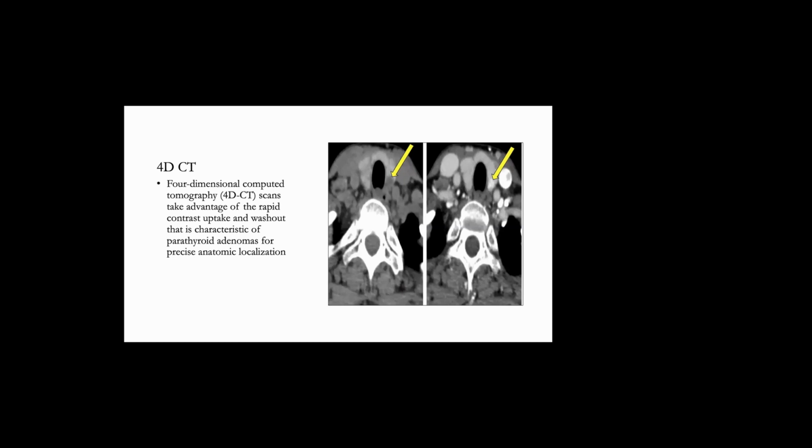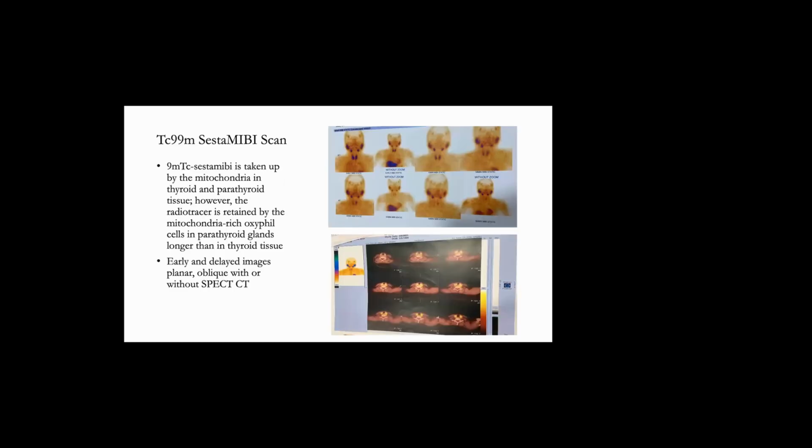So as I was saying, in 4D CT scans, we take advantage of the rapid contrast uptake and washout that is characteristic of parathyroid glands for precise anatomical localization. So here, as we can see, it's in a posterior location to the thyroid. Sestamibi molecule is taken up by the mitochondria in the thyroid as well as parathyroid tissue.